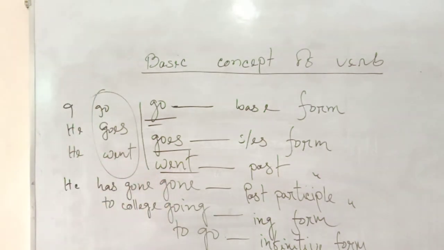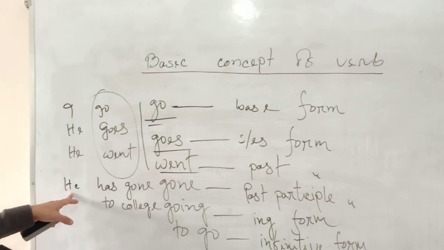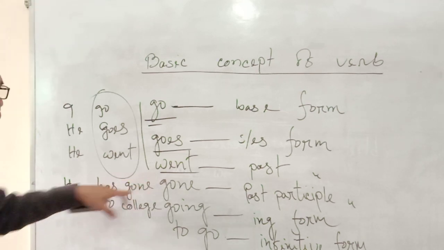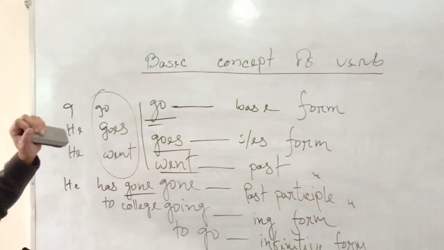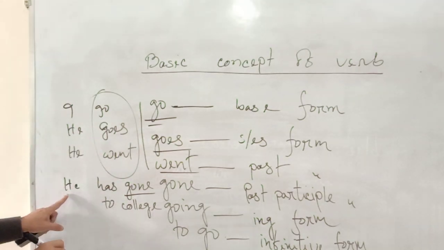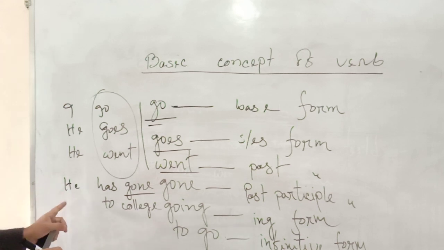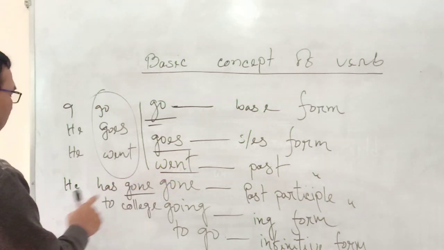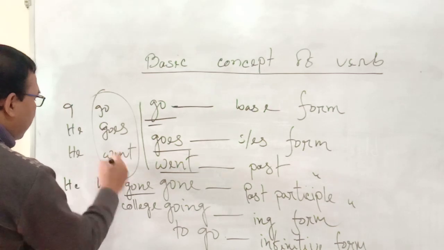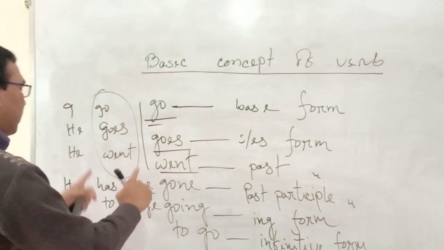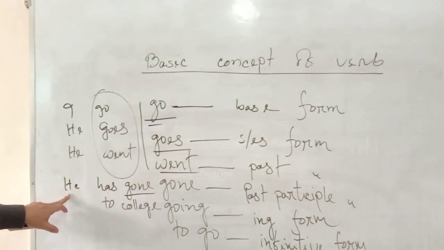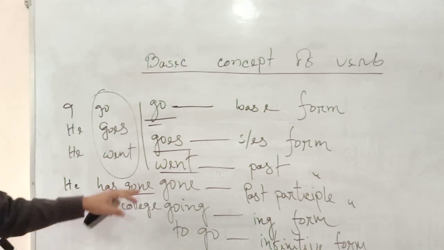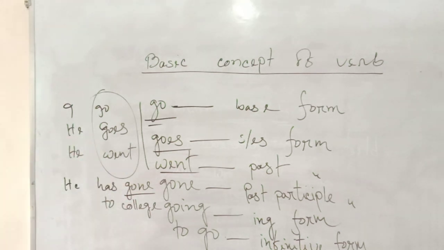He has gone to college. If I use I instead of he, I have gone to college. The gone remains the same. So this verb doesn't change with the change of subject or the change of tense. He has may change into he had, but gone remains the same. That is, this verb doesn't change with the change of subject and tense. So this is a non-finite verb.